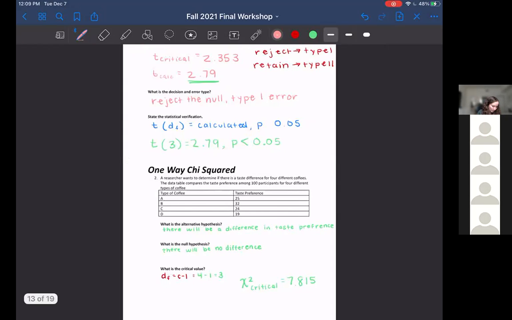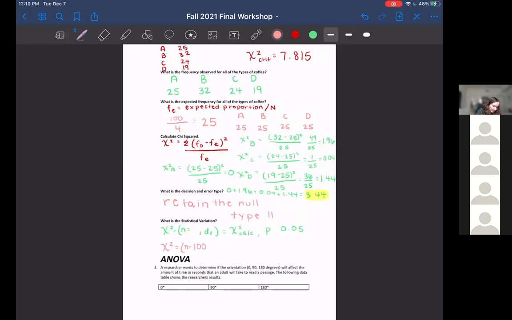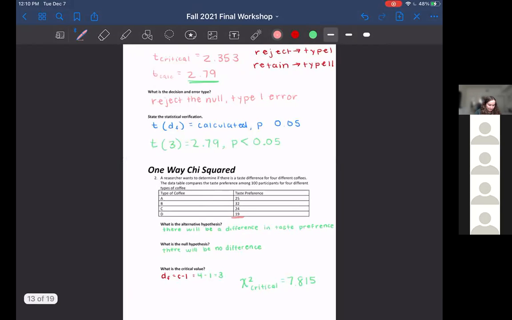So we just want to add up all these numbers right here. Maybe 4. So you want to add up the total, sorry. Uppercase N would be 4, yes, because that's how many there are. But for lowercase n, you want to add up 25 plus 32 plus 24 plus 19. 100. Good, yes, okay, 100. And now we need our degrees of freedom. What was our degrees of freedom? 3. Yes, thank you, Izzy.